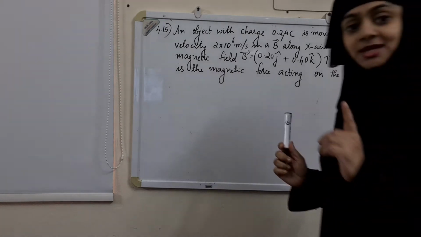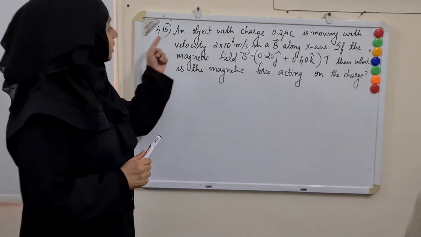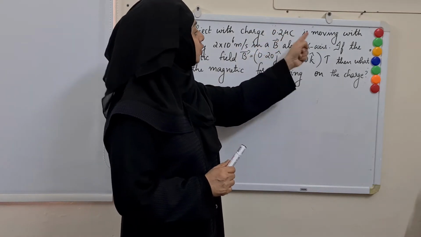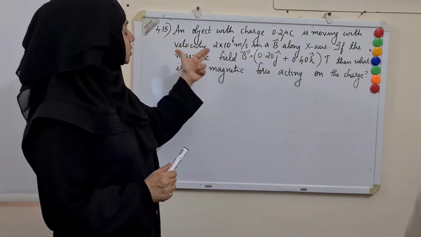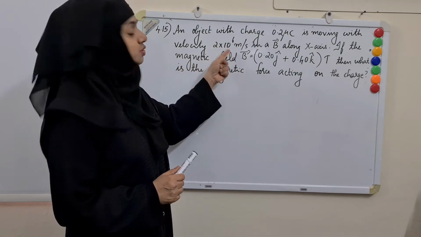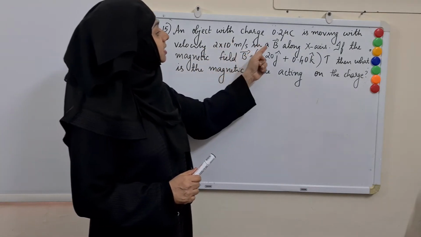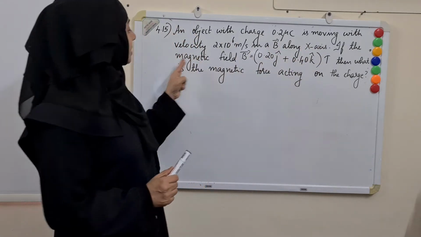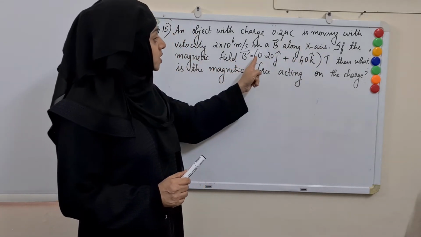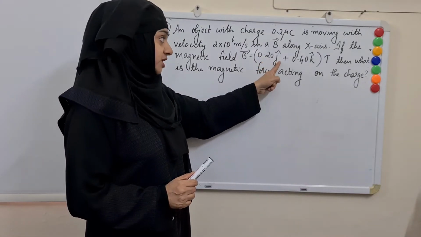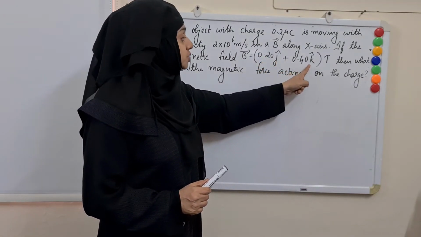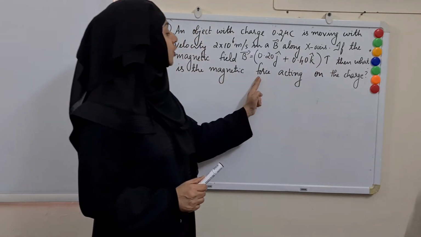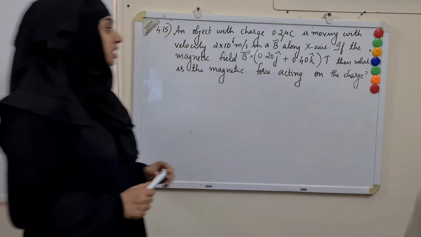Now let's see the next question. An object with charge 0.2 microcoulomb is moving with velocity 2 × 10^6 meter per second in a magnetic field along the x-axis. If the magnetic field B is equal to 0.20 j cap plus 0.40 k cap Tesla, then what is the magnetic force acting on the charge?